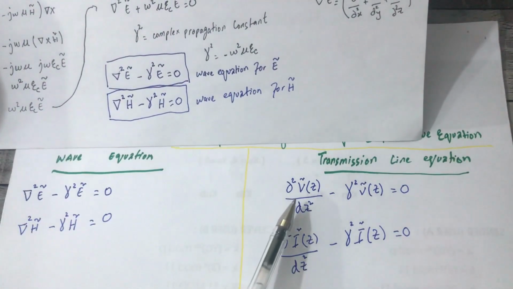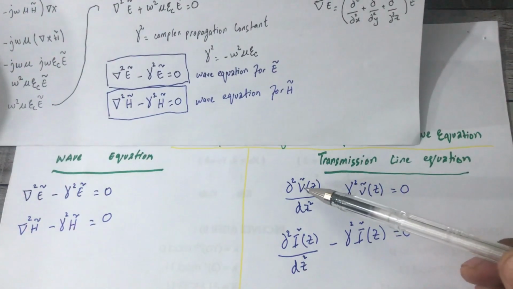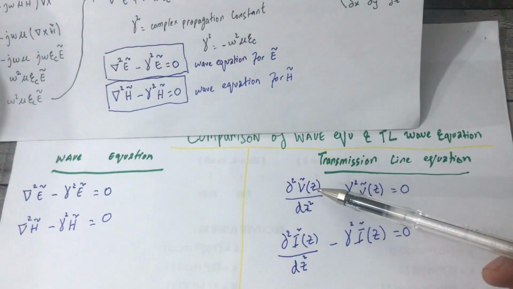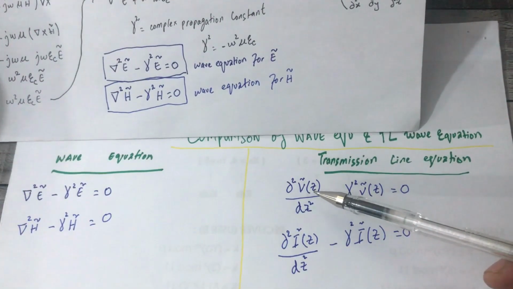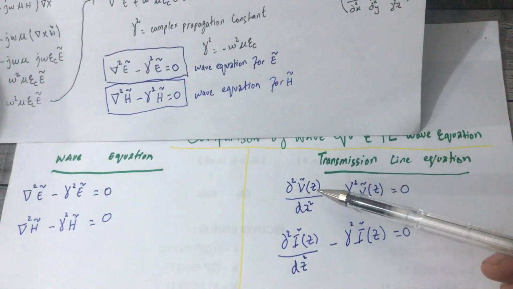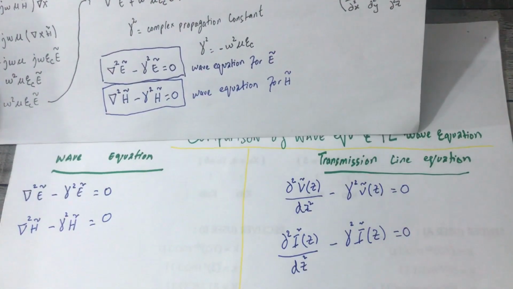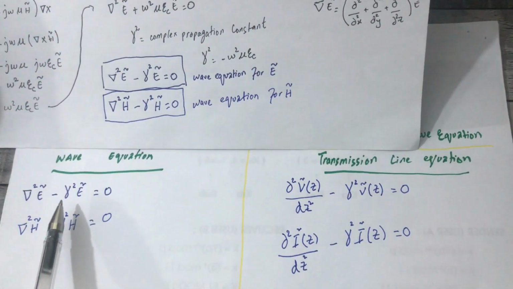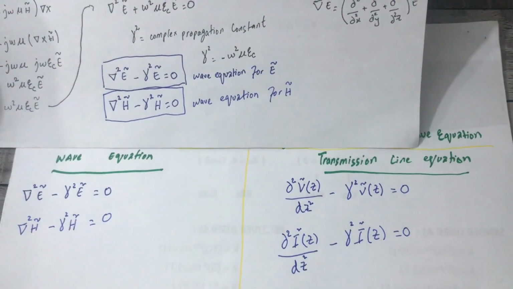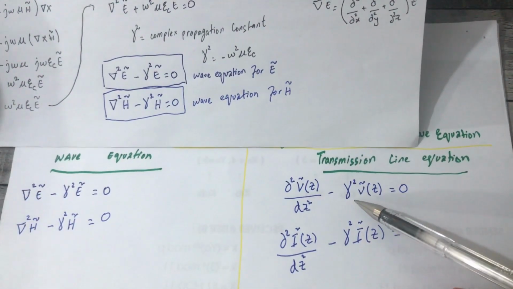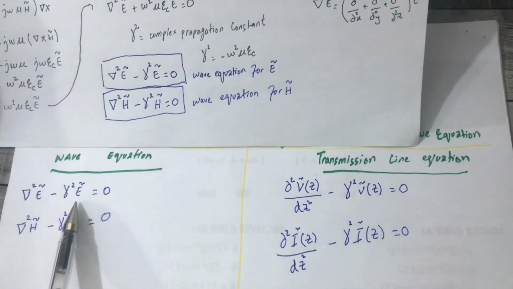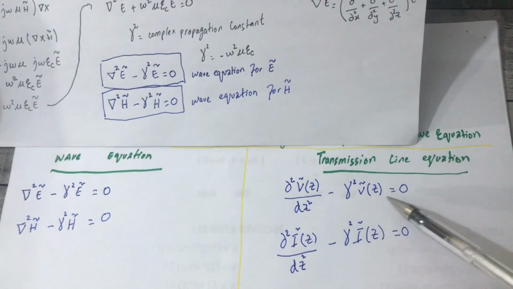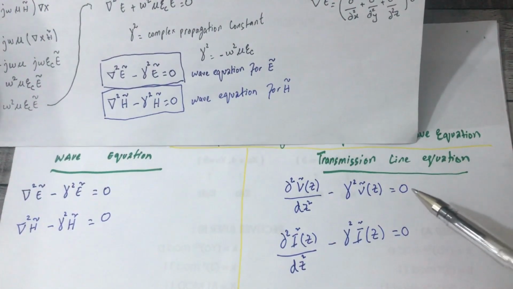Now when I look at my transmission line equation, this is also a partial derivative, a second derivative, just like this. And we're also doing it for the electric component. The electric component in the transmission line equation is actually voltage, isn't it? Exactly the same thing. Now let's talk about gamma. In the wave equation we have gamma squared, and in the transmission line equation we also have gamma squared. We have the electric field, and we have voltage, which is the representation of the electric field. Everything equals 0, so they are quite similar equations.